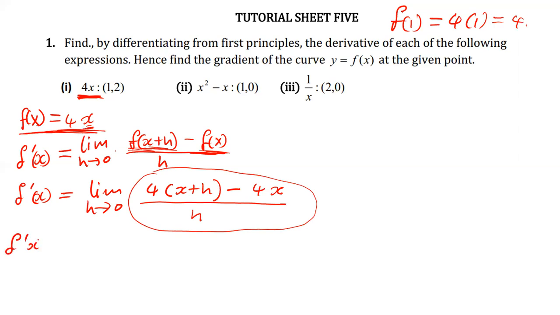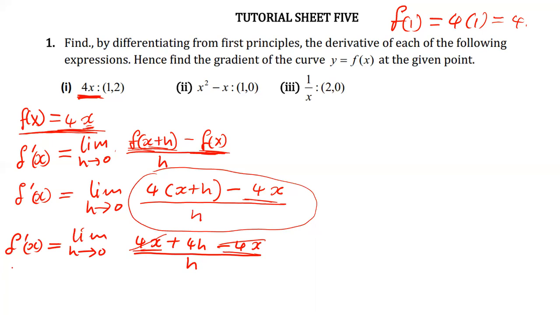So our f prime of x now becomes the limit as h approaches 0 of, so we multiply 4 times x, we get 4x. We multiply 4 times h, we get plus 4h, then we have minus 4x this side. Then everything divided by h. So we have this 4x, we also have this other 4x. So 4x minus 4x, these two give us 0. So we're just going to remain with 4h on top. So we'll have something like this.